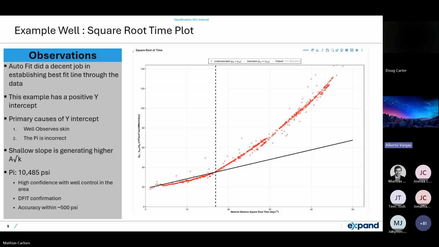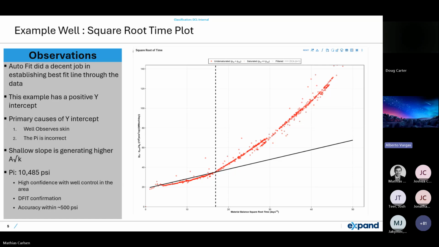So why is that? There are 2 primary reasons that we believe we're going to get a y-intercept. 1 is skin, and 2 is our initial reservoir pressure is incorrect. So what do we know about our PI? We have a lot of data. It's mappable. It's predictable. We have DFIT data. So I would describe our mapping of our pressure in the Haynesville as high confidence.